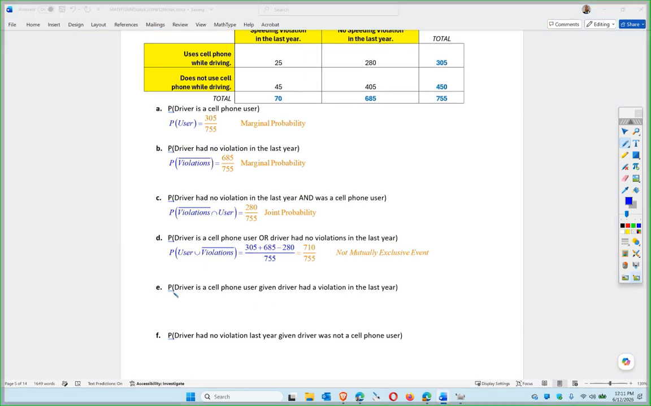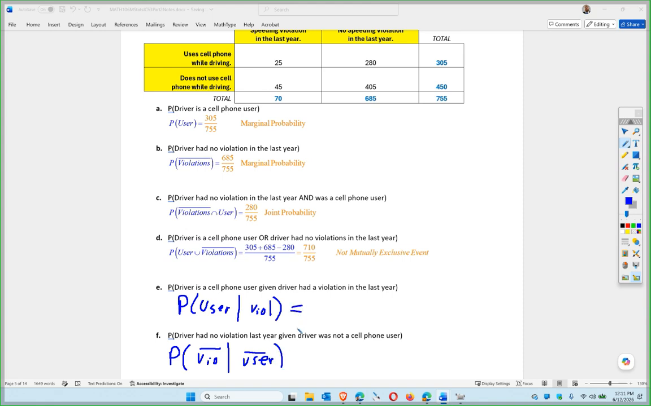So if we read this, cell phone user given the driver has violations, and no violations given that it's not a cell phone user. Okay, so this is the probability of user, right? Given violations, right? And this one is the probability of no violations given not a user.